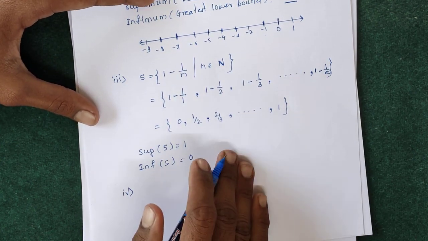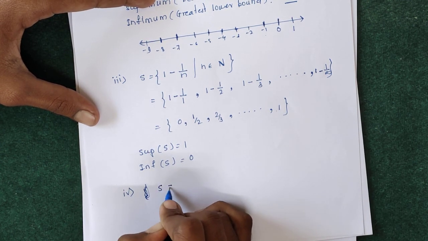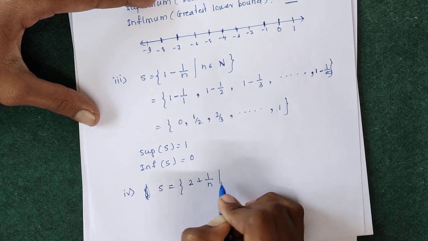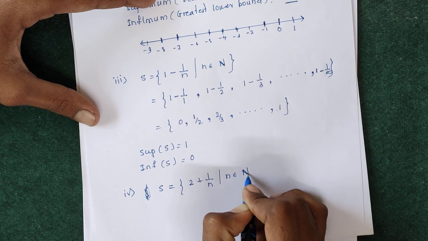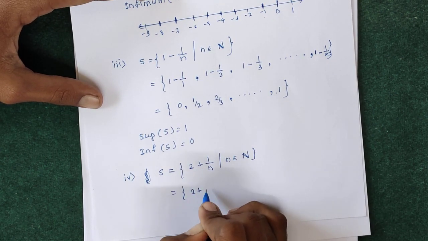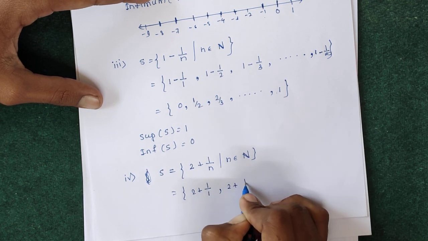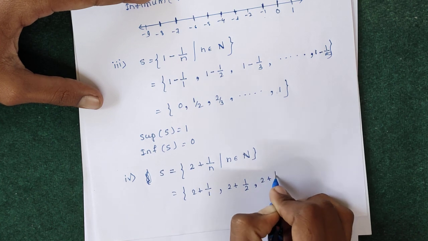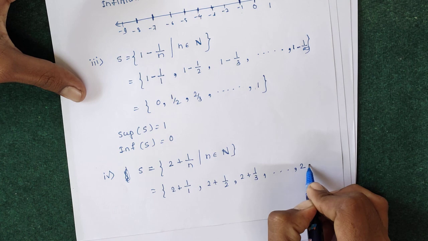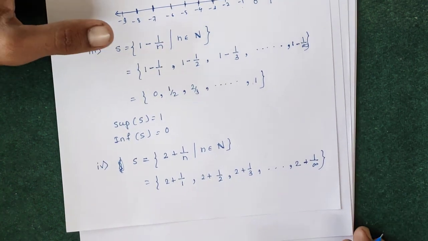Now the next example is, suppose the same example, S is equal to 2 plus 1 by n, such that n is in the set of natural numbers. Similarly, we can find this set 2 plus 1 upon n, with n equal to 1: so 3, 2 plus 1 by 2, 2 plus 1 by 3, up to 2 plus 1 by infinity. N is the set of natural numbers and this set is an infinite set.